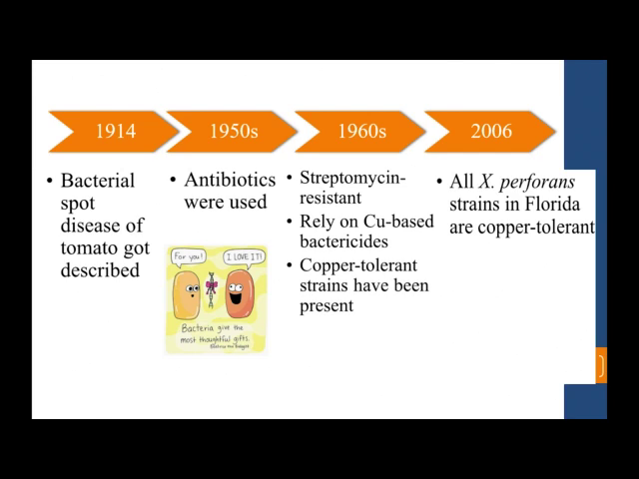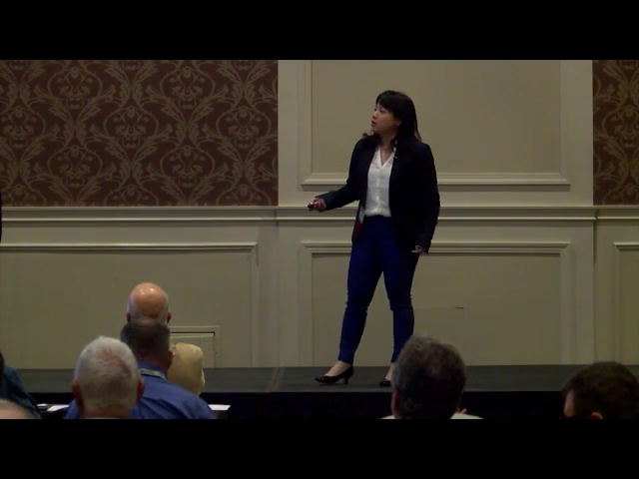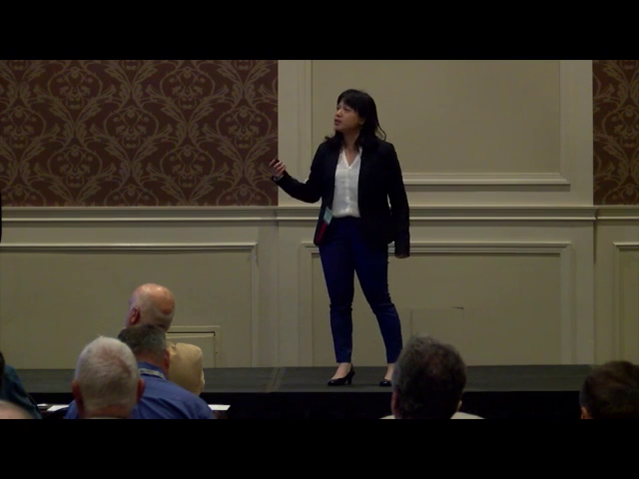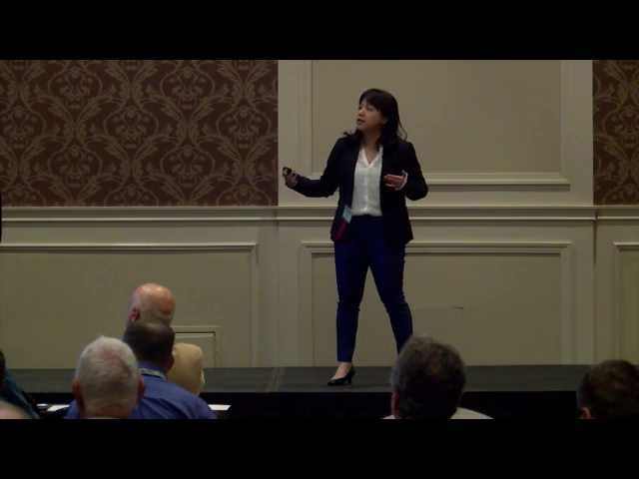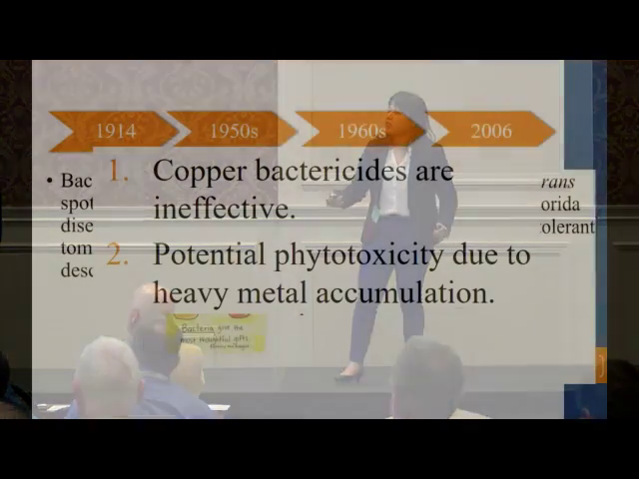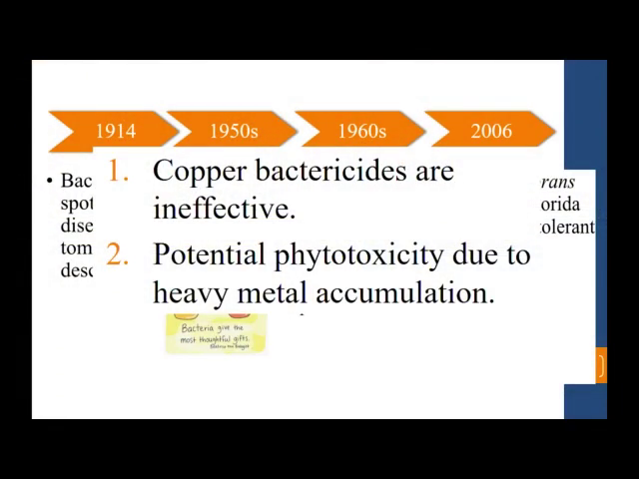So this is not just a Florida problem, because a lot of states right now have found copper-tolerant strains of Xanthomonas. So this discovery caused the copper bactericides to be unaffected. And there's also a problem of potential phytotoxicity due to heavy metal accumulation. So that makes finding an effective alternative chemical really important.